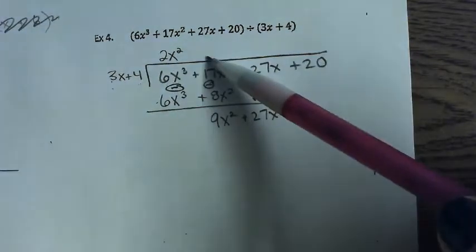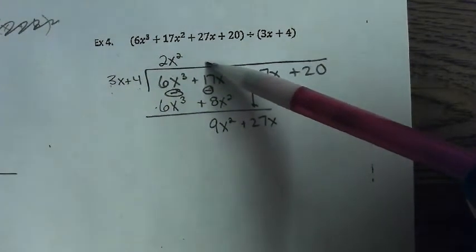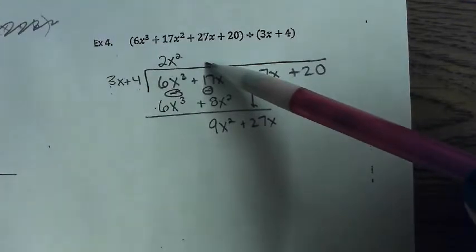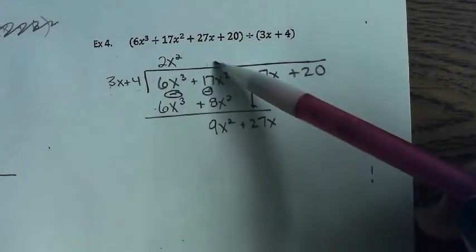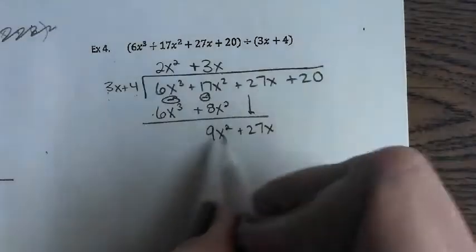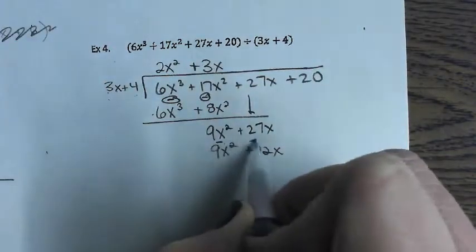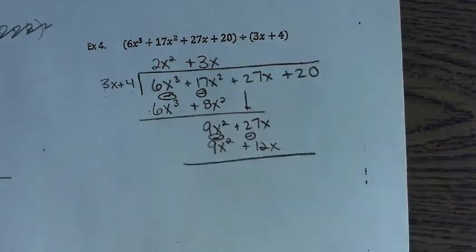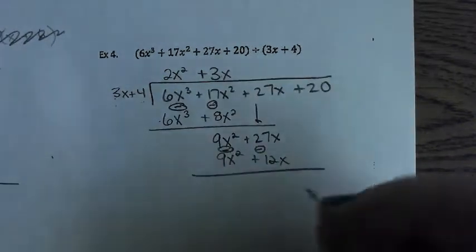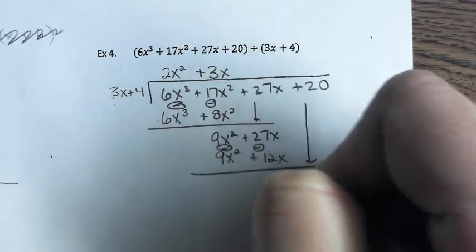What number goes up here next, do you think, Lucas B? 3x times 3 would be 9x. I need it to be 9x squared. 3x, very good. Positive 3x. So I need 9x squared plus 12x. Do my subtraction. And 27 minus 12 gives us 15x. Bring down your 20.